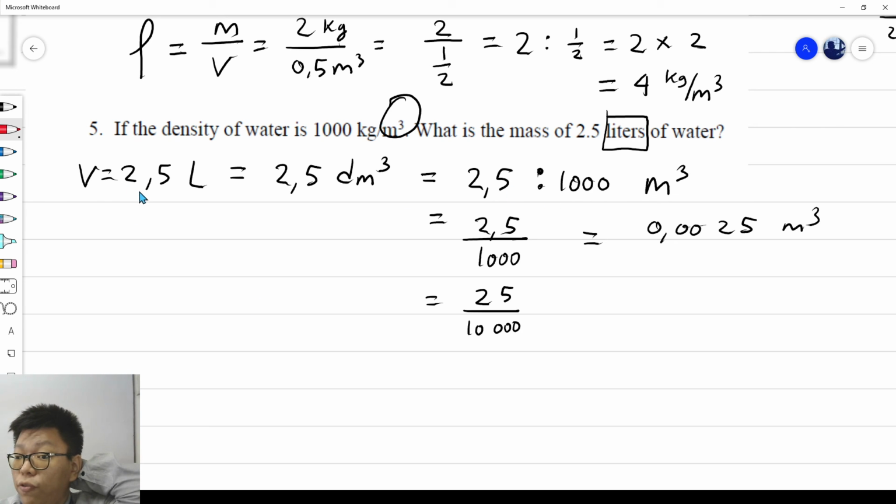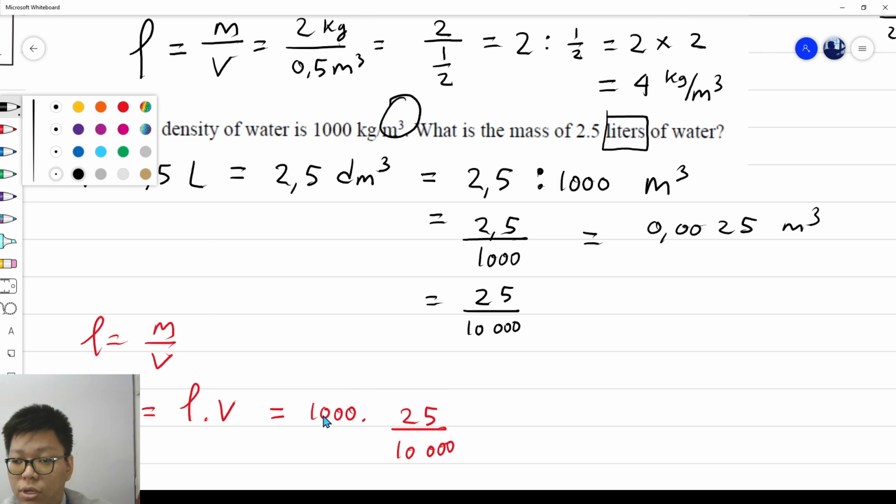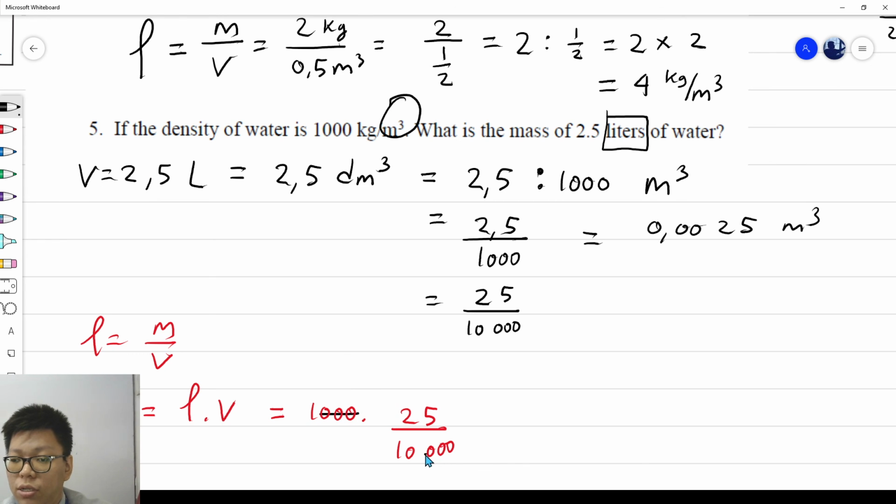And then after you have the volume, density is mass over volume. We are looking for the mass, so the mass will be density times volume. The density is 1000. The volume is 25 over 10,000. You can cancel the 0s. So I'm deleting 3 zeros here, also 3 zeros here. The answer will be 2.5 kilograms.